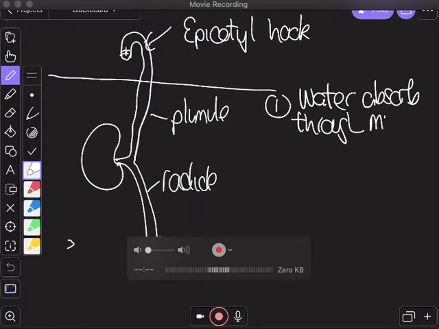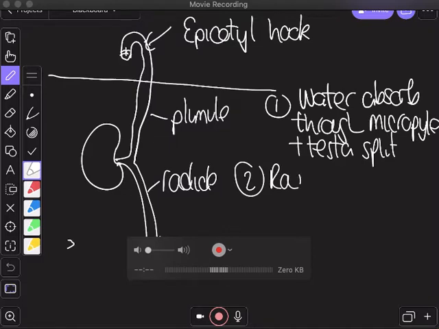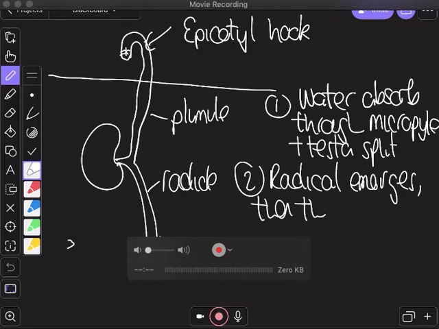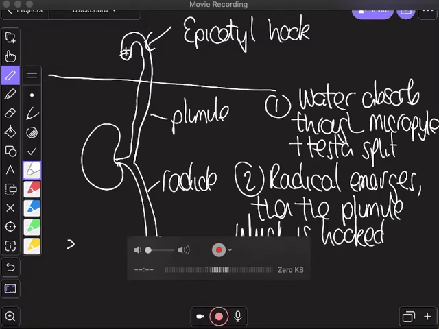So okay. Your water is absorbed through the micropyle, and your testa will split. And in number 2 the radicle emerges, and then the plumule, which is hooked. So this is the protecting of the seed leaves.